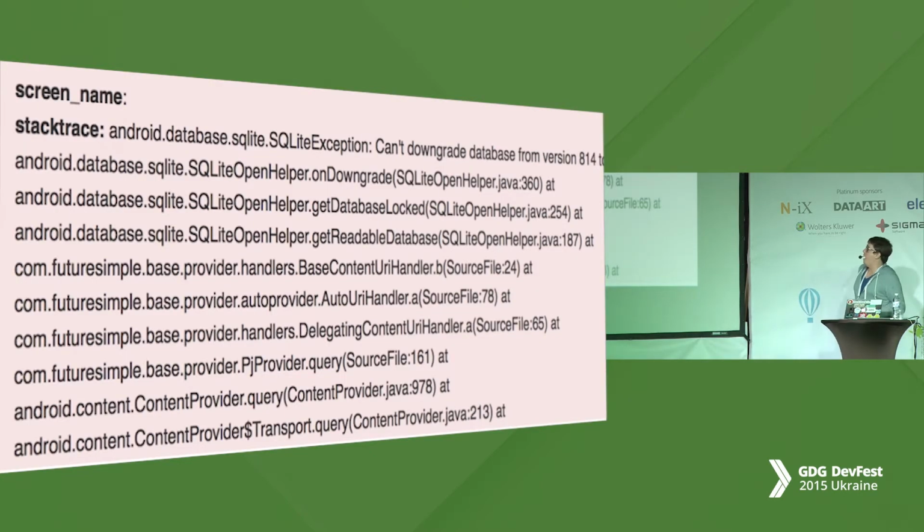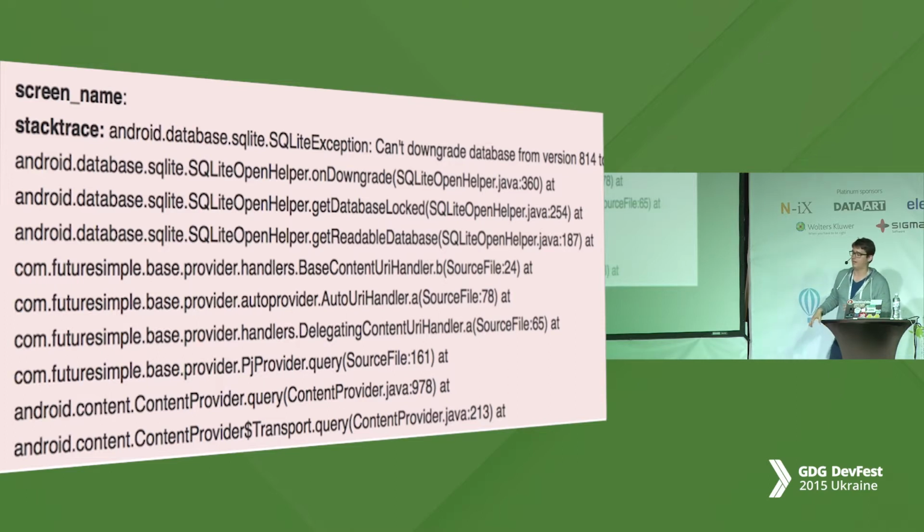So we use HipChat for our internal communication at the company, and one of our channels, think of it like an IRC channel, is responsible for just displaying the errors and exceptions that are happening to our customers on production. So once I came to the office in the morning at 1 p.m., and then I saw this. And the message is: can't downgrade database from version 814 to 810.